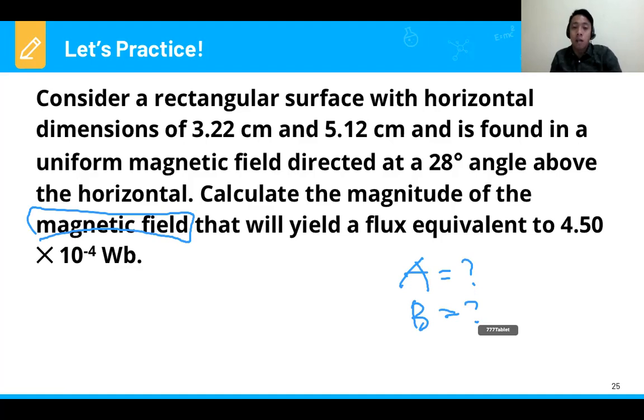Okay? So let's get the area first. Here, we have a rectangular surface. What is the area of a rectangle? What is the formula for the area of a rectangle? That is length times width. Right? Length times width. So we have 3.22 centimeters by 5.12 centimeters. So we will just multiply those two. So we have here 3.22 times 5.12. Okay, so let's multiply that. And we have the answer.